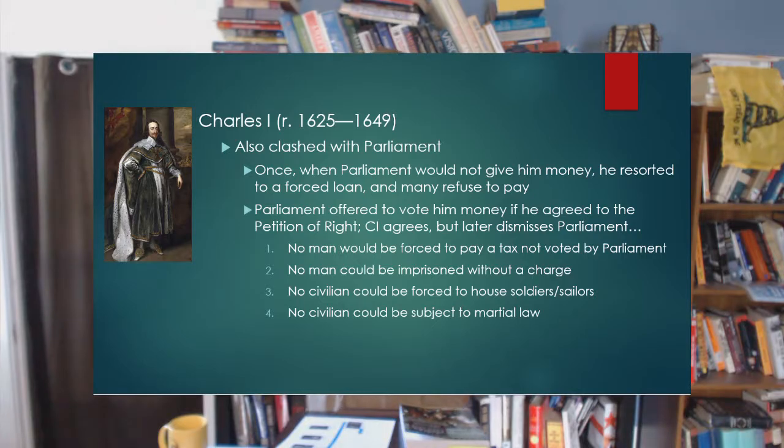He also clashes with Parliament. Sometimes when Parliament won't give him money, he'll require nobles to forcibly loan him money. Parliament did offer to vote him money if he agreed to their petition of right. If you look at slide 17, you can see what some of these rights are. No man should be forced to pay a tax not voted by Parliament. You can't be imprisoned without being charged. You should not be forced to house soldiers and sailors. No civilian could be subject to martial law.